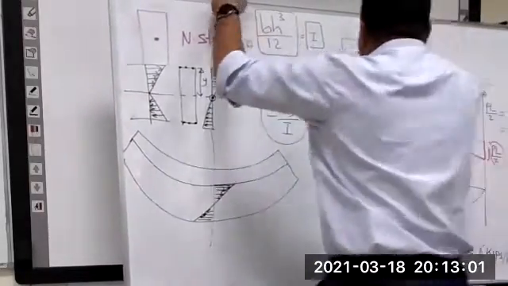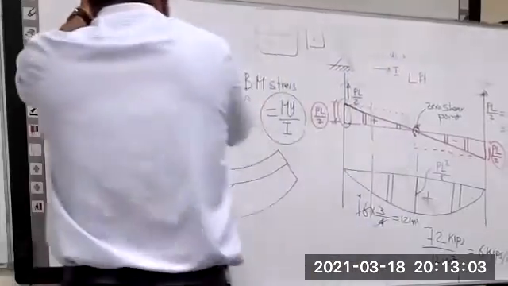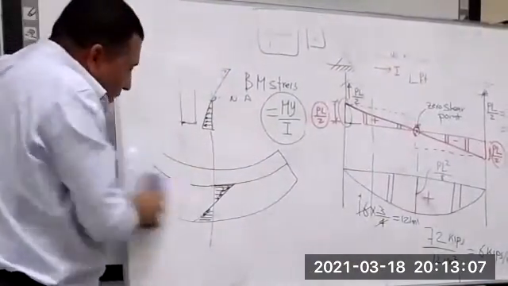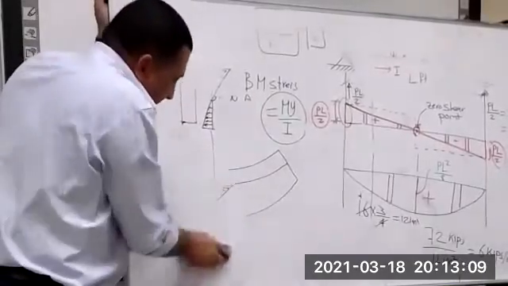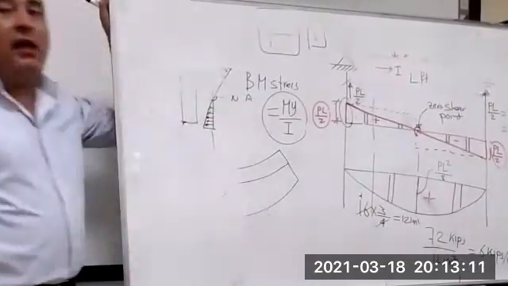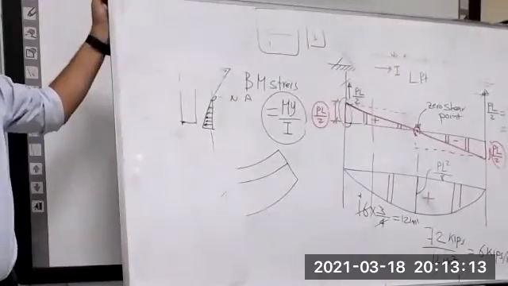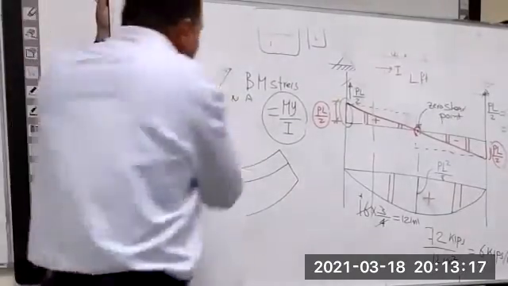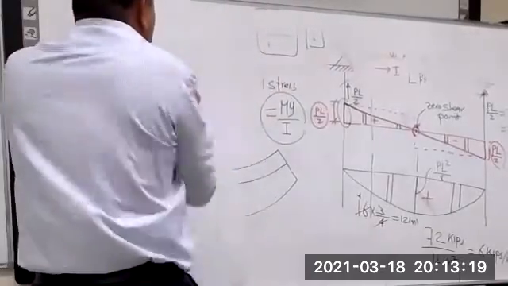Number 11. I told you, number 11, he will never give you an indeterminate structure. And if he does, he will give you a hint. I told you like that. Where is the hint? Okay, let us see.